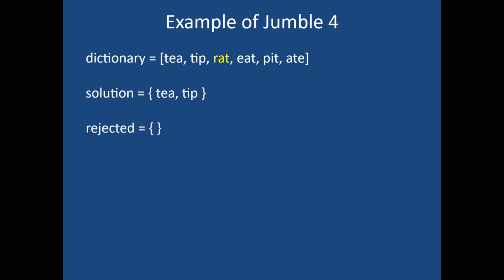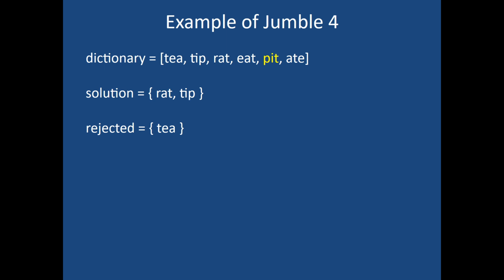What do we do with rat? None of its anagrams have been rejected, and it's not in solution already, so we stick it there. What happens with eat? One of its anagrams is in the solution already. So that means both eat and T are bad. And what I said earlier was a little lie. We don't put both eat and T into rejected. We just need one of the anagrams in there.